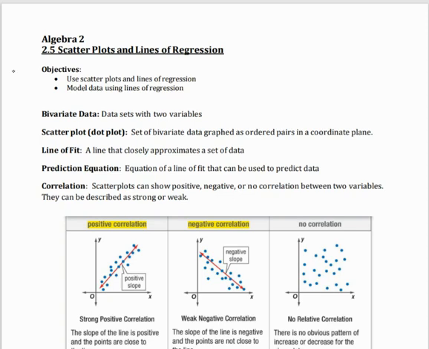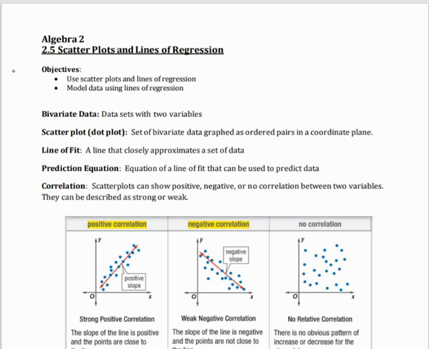A scatter plot, which is also known as a dot plot, is a set of bivariate data graphed as ordered pairs. So we're comparing our x-axis versus our y-axis, okay? We might be comparing temperature over time, or height versus weight, but two sets of data will be plotted on our coordinate plane. A line of best fit is a line that closely approximates the data. So our dots from that scatter plot hopefully will trend in some sort of direction, and a line that passes through them that represents the data well is a line of best fit.